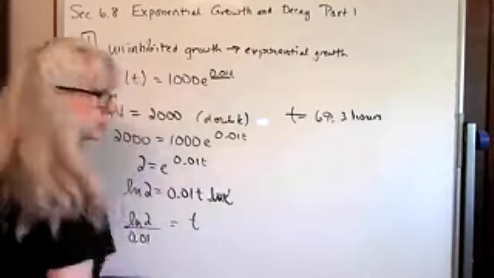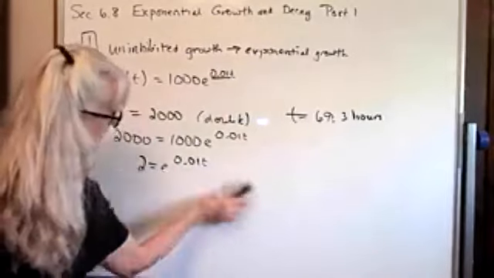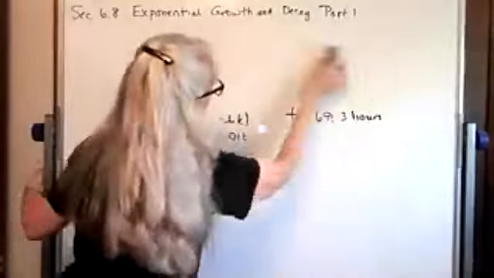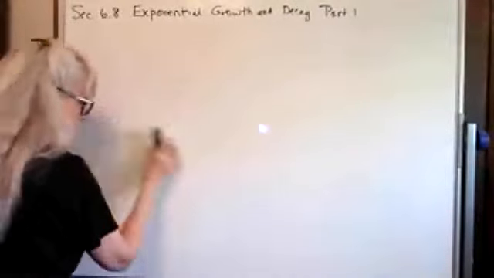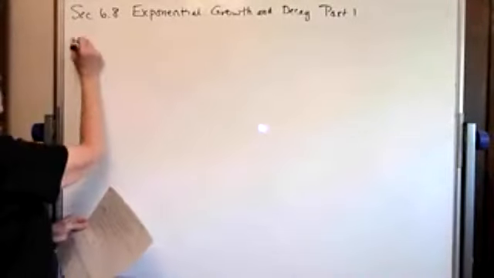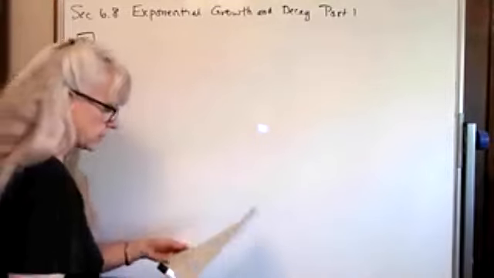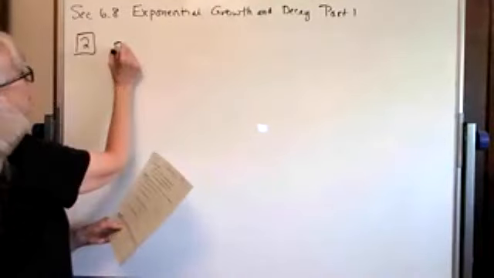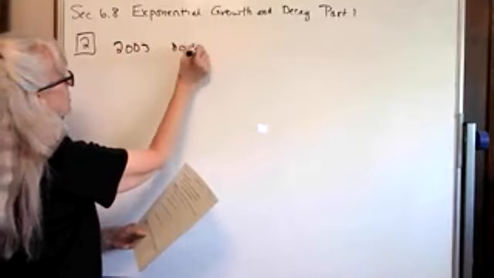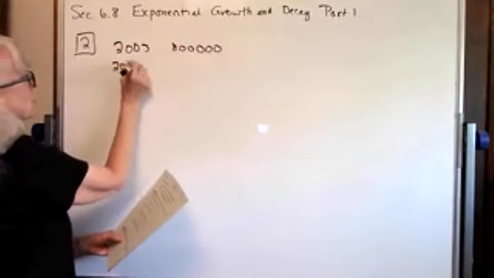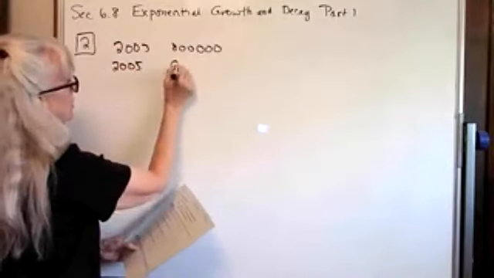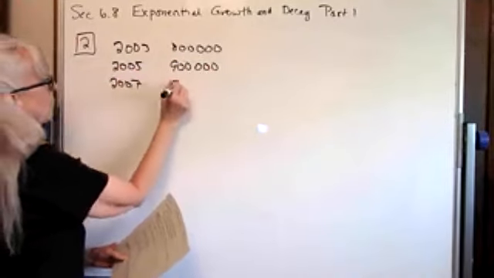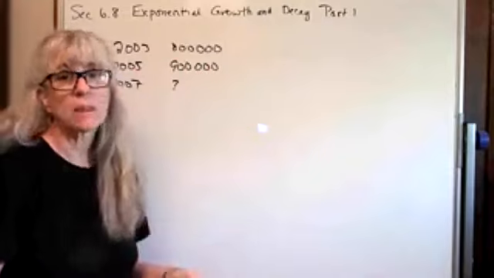But they gave us the formula, so they kind of walked us through that one. Now, how do you do this when they don't give you any formula or function to start? Example 2 talks about the population of a city. The population of a Midwestern city follows the exponential law, the law of uninhibited growth. In 2003, there were 800,000, and then 2 years later there was 900,000. Now what they're asking us is the population in 2007.